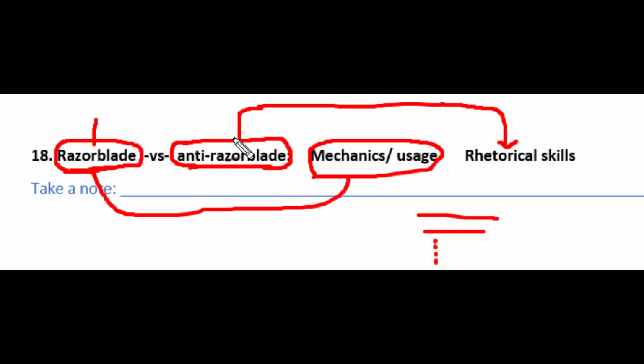So what does that mean? That means make it long, all right? So anti-razor blade means make the sentence longer and more descriptive according to what they tell you in the question. And in the mechanics and usage, what we want to do is make sure that we keep the sentences short and simple and concise, all right? Razor blade versus anti-razor blade, kids. Just a quick clarification.